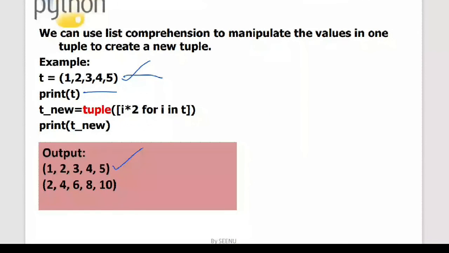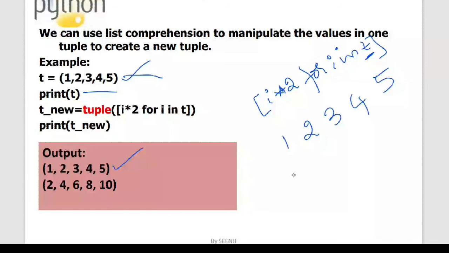So I'm saying i into 2, for i in t. It will take each and every item from t. What are the items in t? They are 1, 2, 3, 4, and 5. Now I take the first 1, so 1 into 2. What is the outcome? 2. And then next i moves on to the next element, so 2 into 2, which returns a 4.